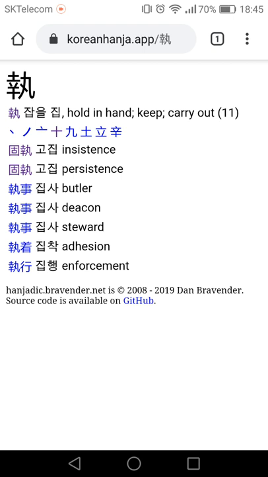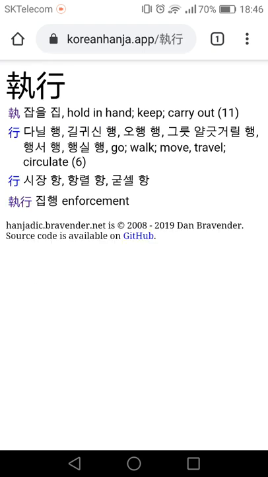We also have chip hang, which means enforcement. So chip means to carry out, and hang in chip hang has the same connotation. Hang also means something in progress, something which is happening, already taking place. In English we would say "ing." So chip hang means enforcement, hang means progress. Let's look at more words that use hang.